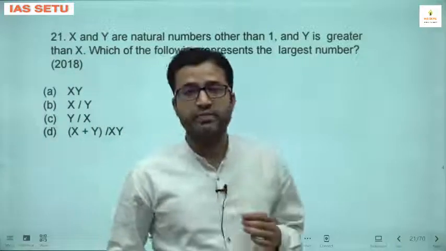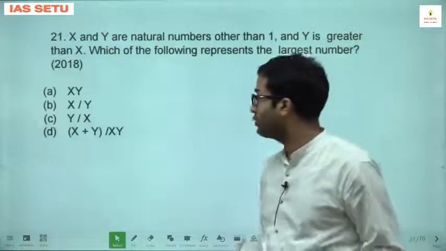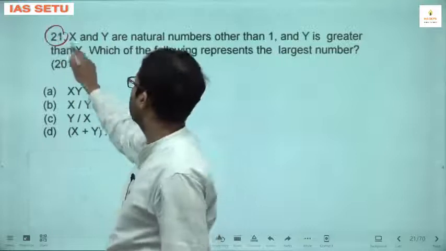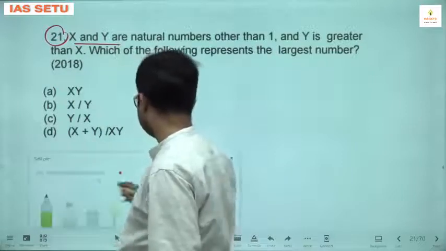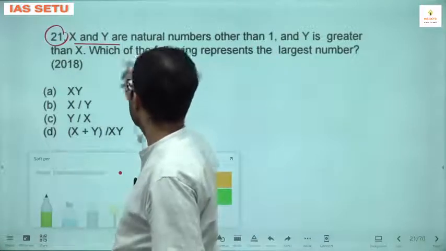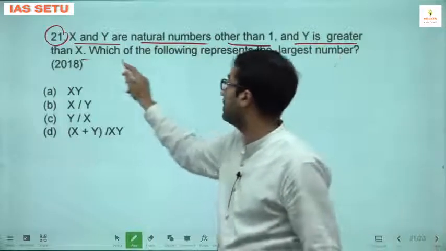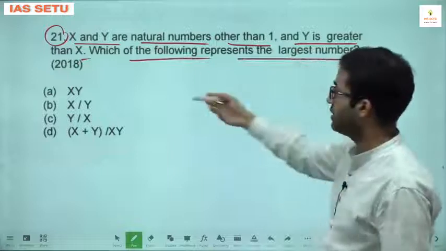So this is our number system PYQ part 2. So here, question number 21: x and y are natural numbers other than 1, y is greater than x. Which of the following represents the largest number?